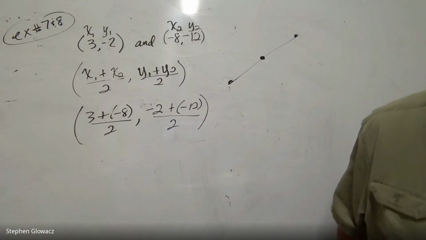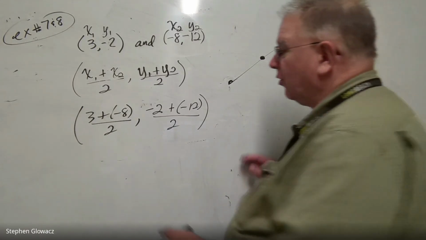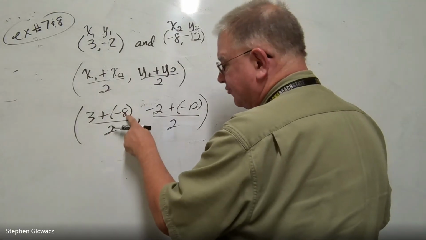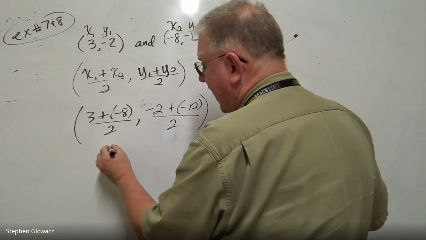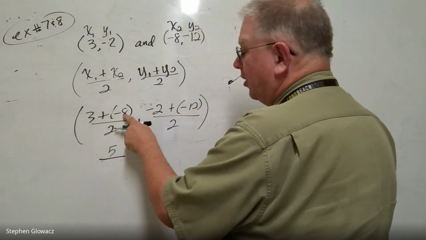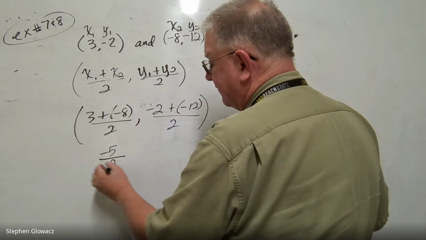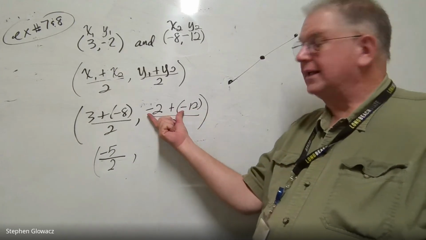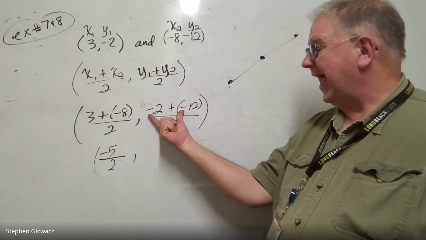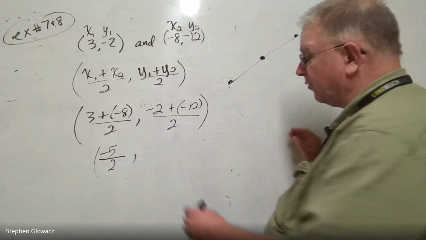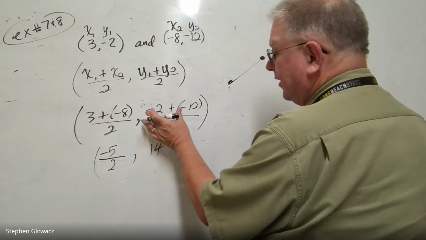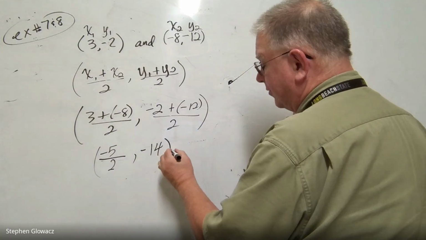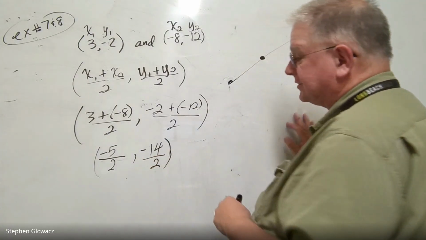So 3 plus -8. So we're adding numbers with a positive and a negative. So when we do that, we subtract the numbers. 8 minus 3 is 5. And since the larger number is negative, that's going to be a -5. So -5 over 2. Over here, the signs of the 2 numbers are the same. So we're going to add the numbers up. 2 plus 12 is 14. And whenever the signs are the same, the answer keeps the same sign when we're combining numbers. All right, so now we have this.